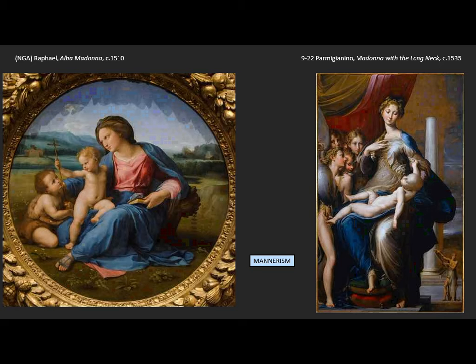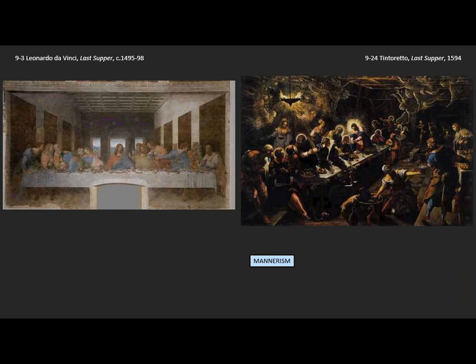Parmigianino's Madonna, for example, not as balanced as Raphael. His sense of unified space disrupted by the scale difference between the Virgin and that tiny figure that seems to be directly behind her. A sense of crowding and a sort of abnormal anatomy. All of these things parts of the Mannerist style.